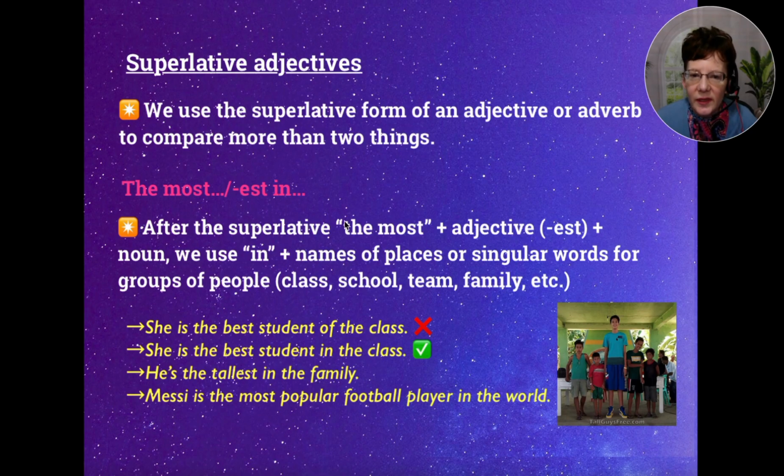After the superlative, the most plus adjective or est plus a noun, we use in plus names of places or singular words for groups of people. For example, class, school, team, family, etc. So, for example, she is the best student of the class. Now compare this with this one. It's the same: she is the best student in the class. So we can't say of, it's supposed to be in.